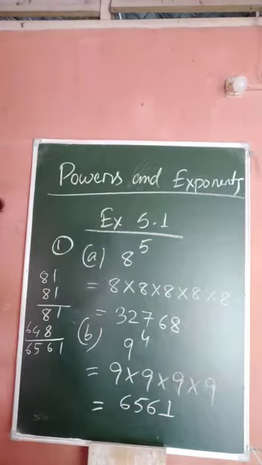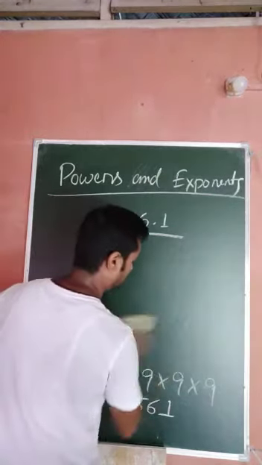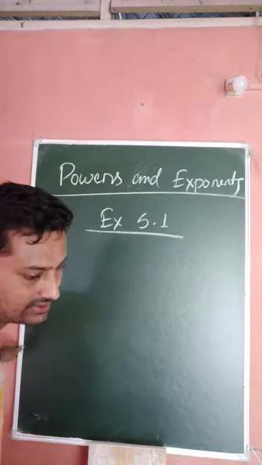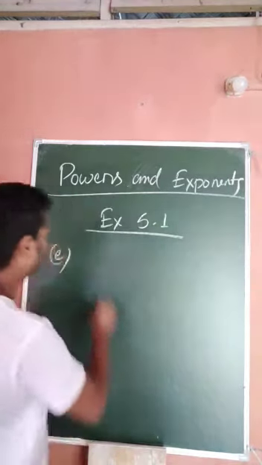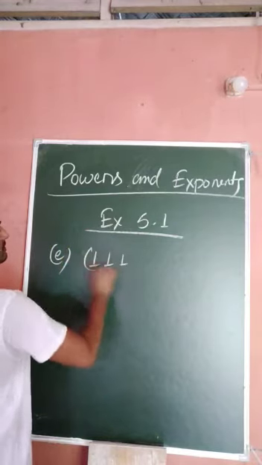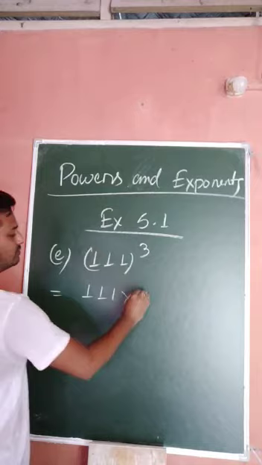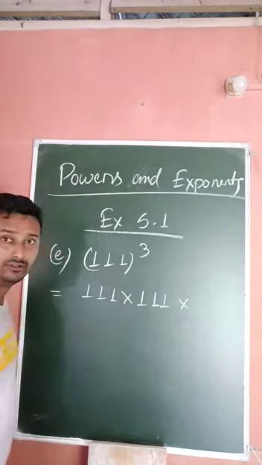Now come to the next question, question number C: 111 cube. So 111 into 111 into 111. Okay, I'll solve it in the next video.